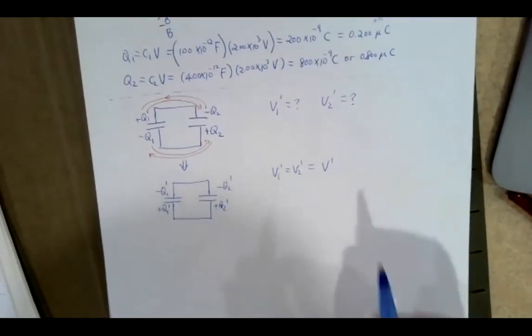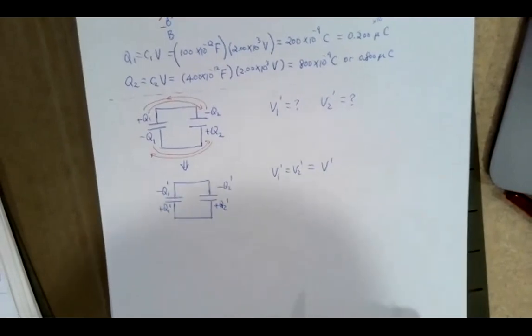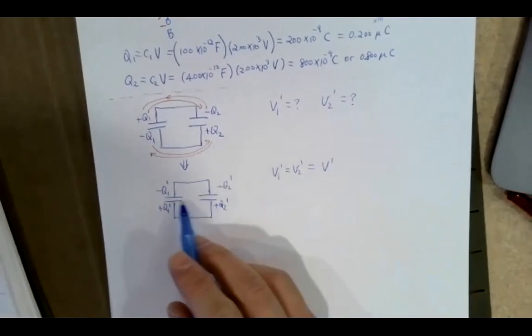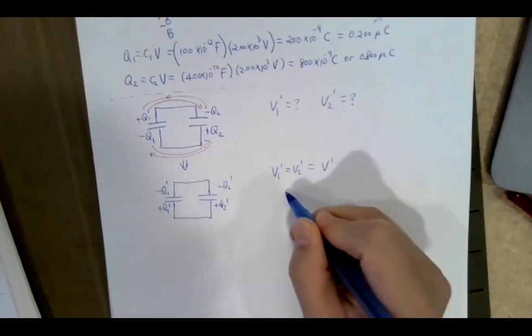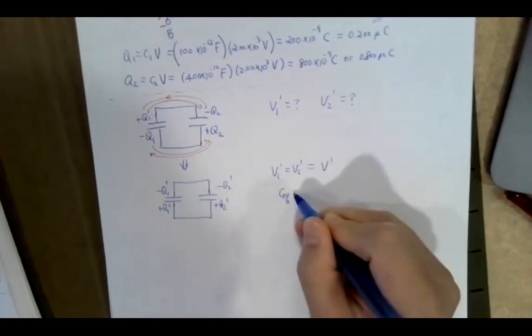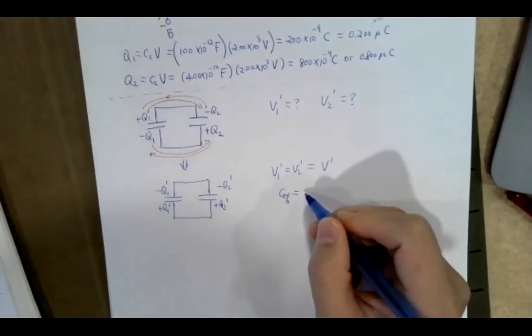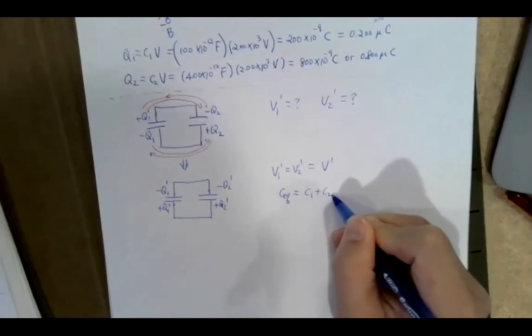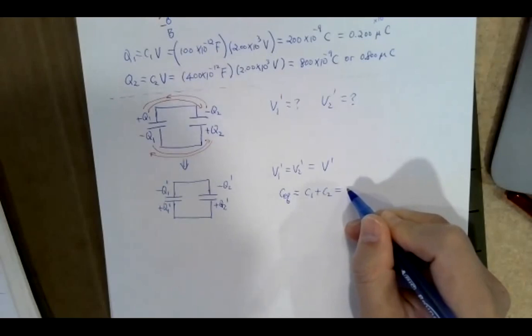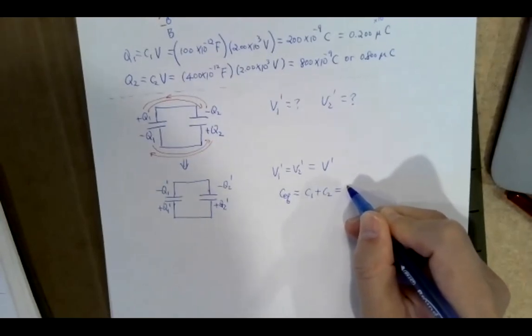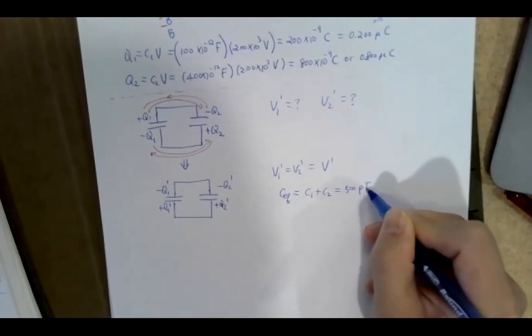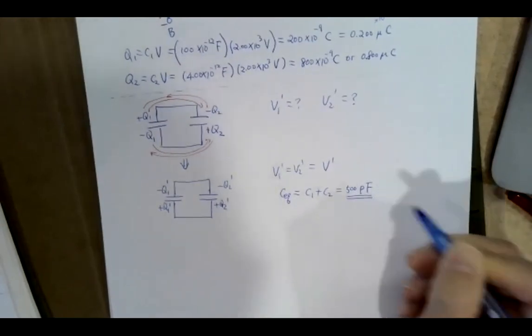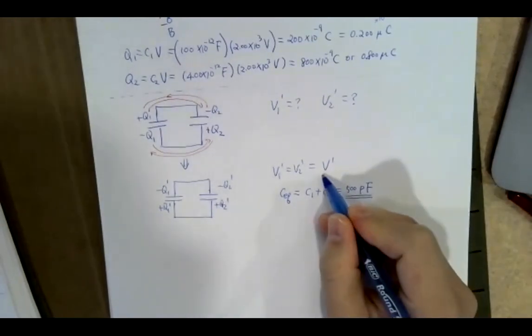So they are in parallel to each other. You can calculate what's the C equivalent of the two, right? When they are in parallel, you just add them up, right? When they are in parallel, you add the two up. So then it becomes 500 picofarad, 100 plus 400, okay? You're looking for this.